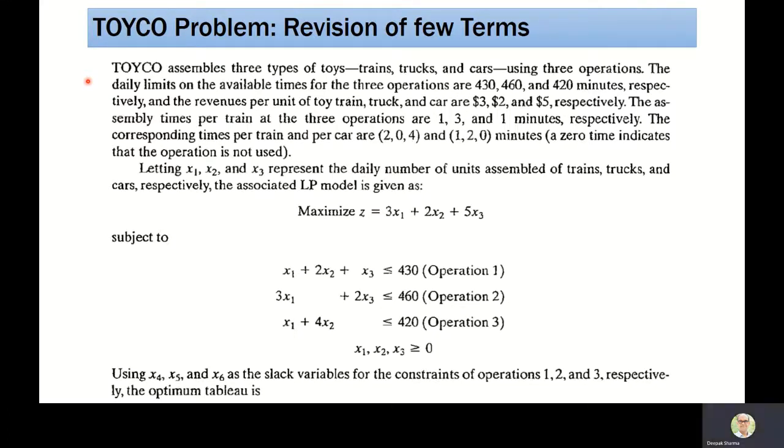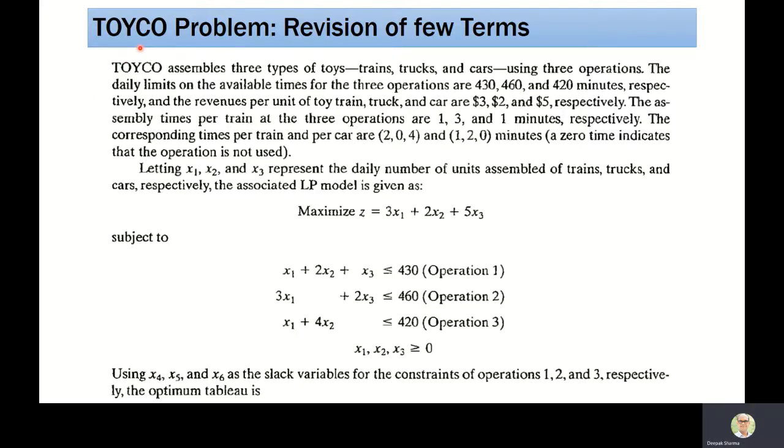In this session, we will be focusing on the economic interpretation of the dual variable and dual constraints, followed by post-optimality analysis. Before we go there, let us revise a few terms with respect to the problem which we understood as a Toyco problem.